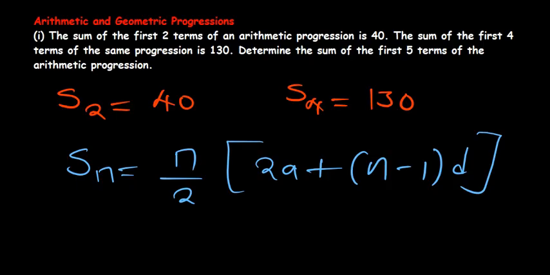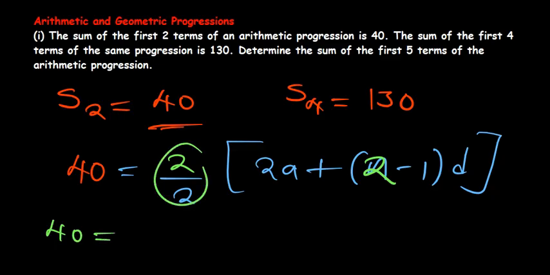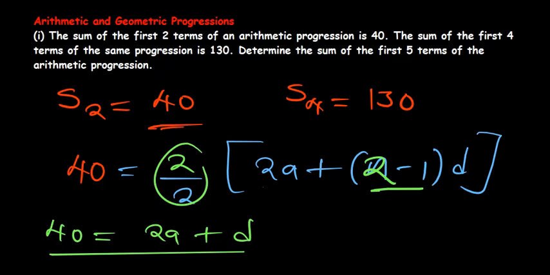So for the sum of the first 2 terms, where there's n, you put 2. The sum is 40. Where there's n, we're going to put a 2. Where else do we have n? There we've got n as well. So you end up with 40 is equal to, this is just going to be a 1, and in the brackets you remain with 2a. 2 minus 1 is a 1, multiplied by the d is just a d. So that's what we have: 40 is equal to 2a plus d.